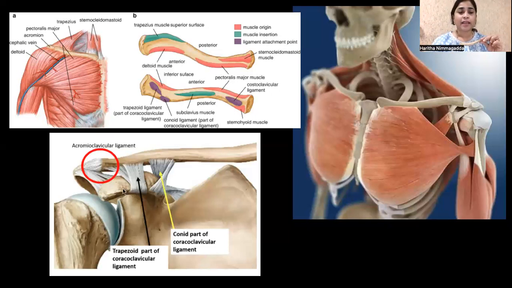coracoclavicular ligament. And here you will see coracoclavicular ligament has two parts, trapezoid part and conoid part. So trapezoid part is attached to the ridge. Ridge means longitudinal. Tubercle means rounded. So this is the trapezoid ridge and conoid tubercle. So both are actually coracoclavicular ligament only. It has two parts, trapezoid part and conoid part. So I hope you understood the attachments of the clavicle.